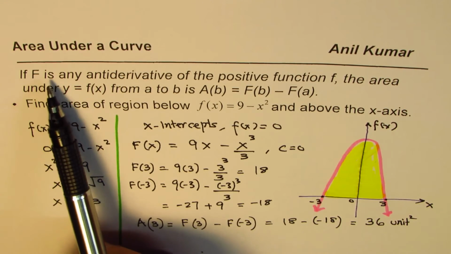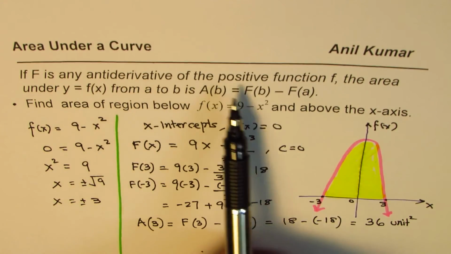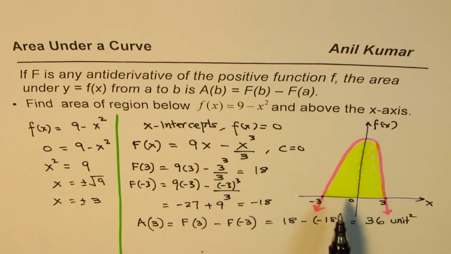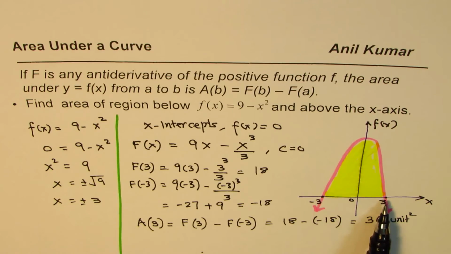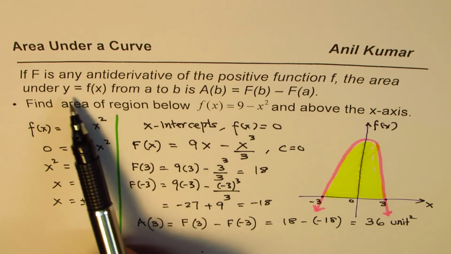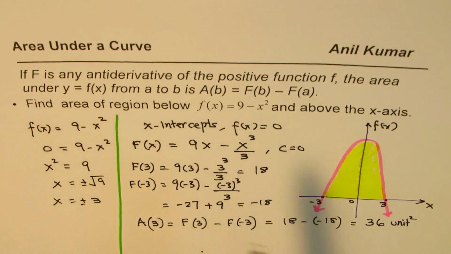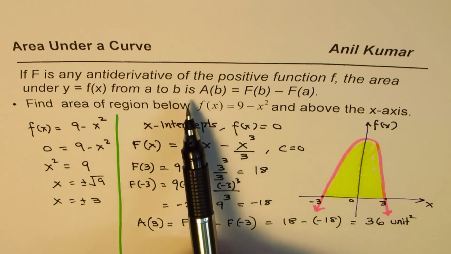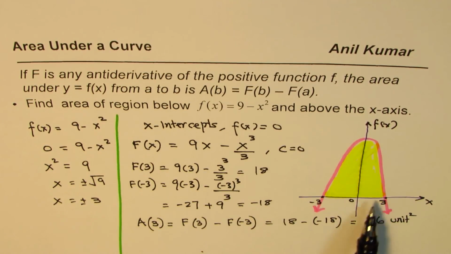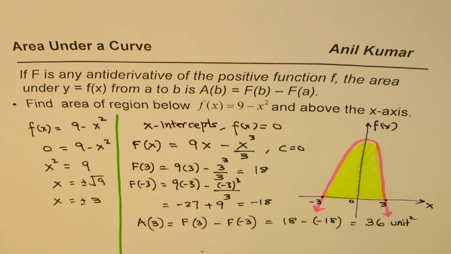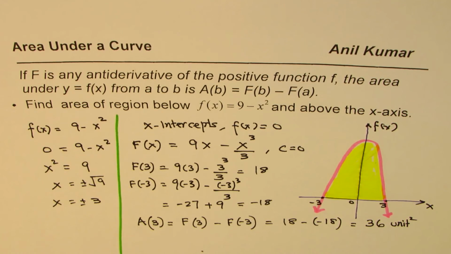That is, if F is any antiderivative of a positive function f, positive in this interval, the area under y equals f of x from a to b is F of b minus F of a. So that is how you can do it.